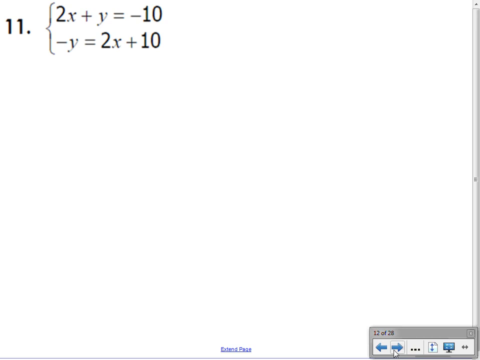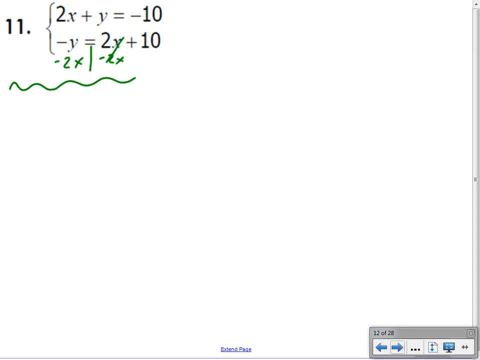Now, for our next example here, we have a problem. Our x's and y's aren't lined up. In the top equation, we have our x and then our y and then our equal sign and then the numbers. But the bottom equation isn't in the same order. So we're going to have to rearrange this. We need to get x and y on the same side. So we're going to subtract 2x from both sides.